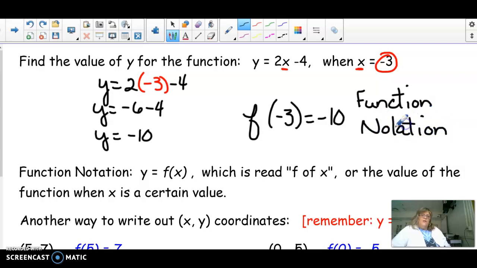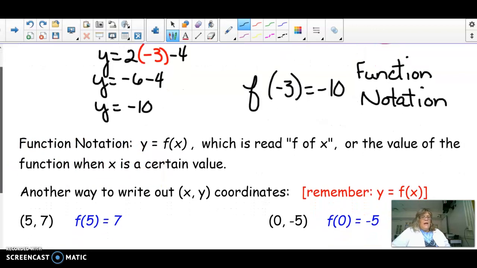And function notation is nothing more than y is equal to f of x. So the letter that you have inside the parentheses is going to be your x value, and the one by itself is going to be your y. So it's read f of x, or the value of the function when x is a certain number.